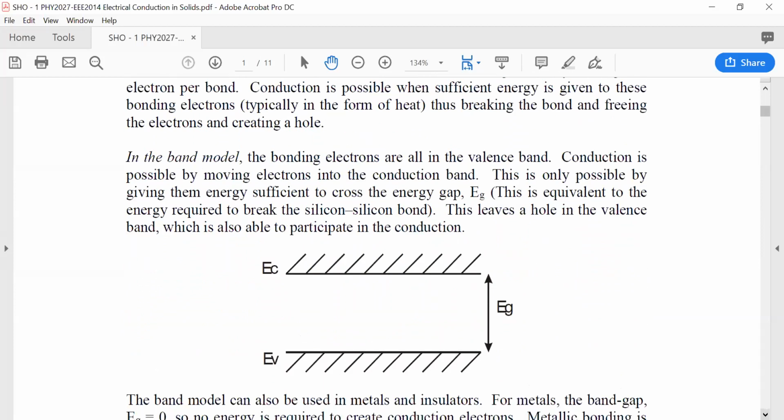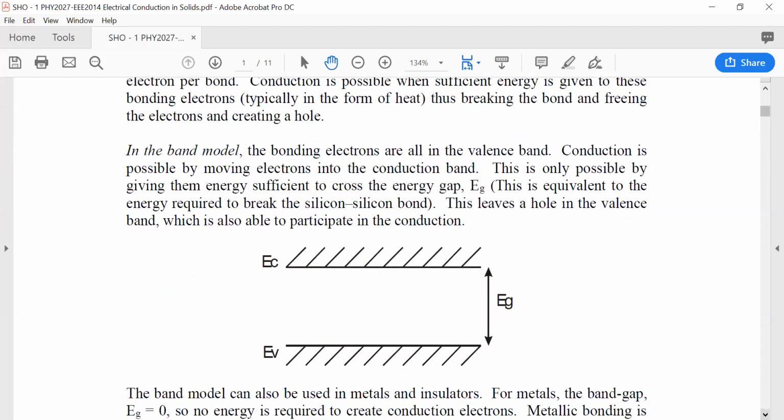If you move down to the band model, you can see that all of these bonding electrons, which are used to bond the silicon atoms together in a crystal, are in the valence band. And we call this EV here on the energy band. This is an energy band diagram. And in the valence band, electrons can't move. Only electrons in the conduction band, up here, are really able to participate in conduction.